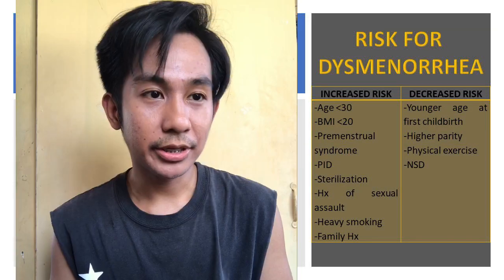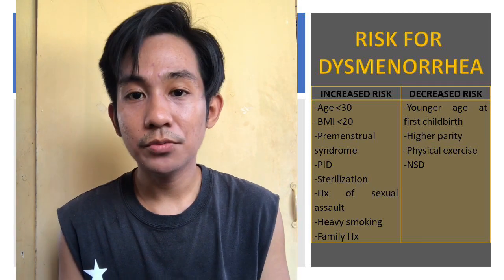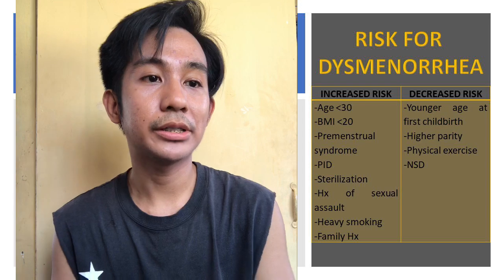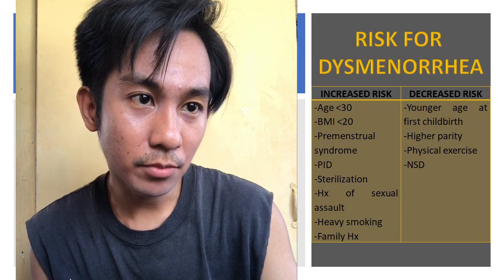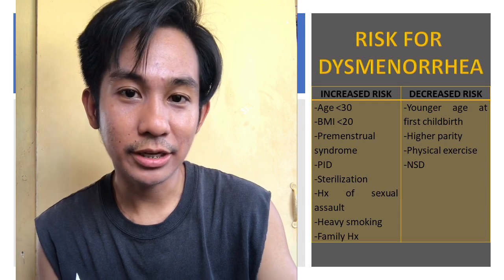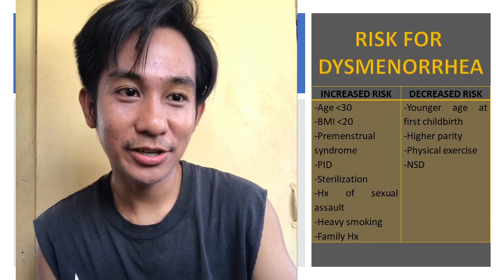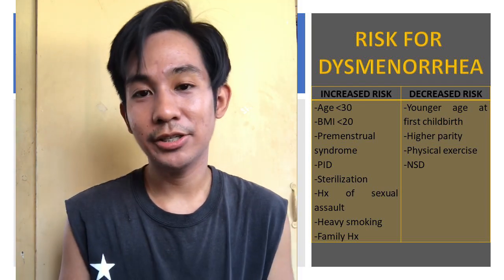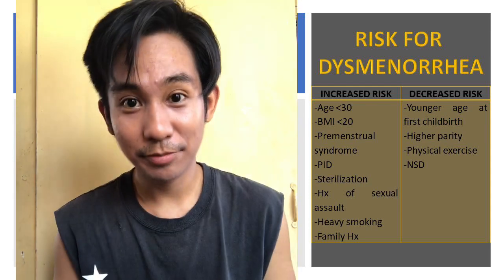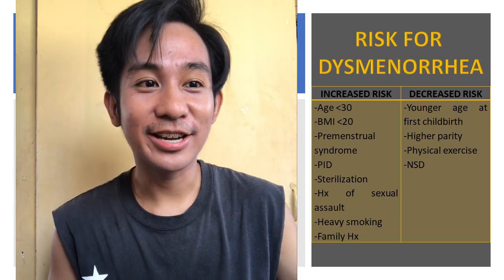Moving on, here you can see a table with two columns, decrease as well as increase. I'm going to start with decrease. I'm more comfortable with the fewer details because definitely on the examination, this is the only column that I'm going to be remembering. Decreased risk: younger age at first childbirth. In other terms, yung mga maagang nanganak.